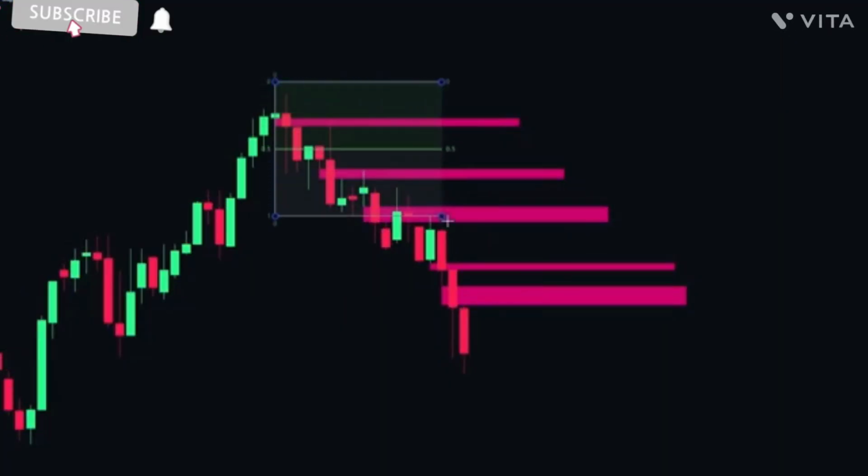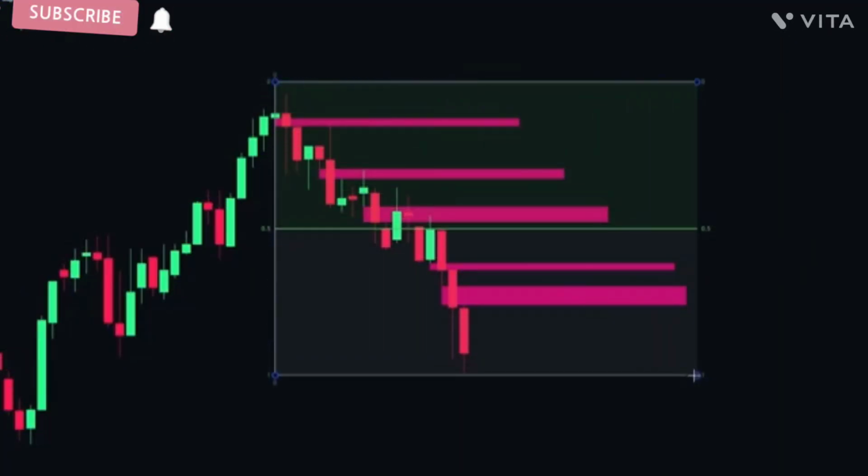Same thing for shorts. Drag the tool from the swing high to the swing low, and only focus on the gaps located on the top area.